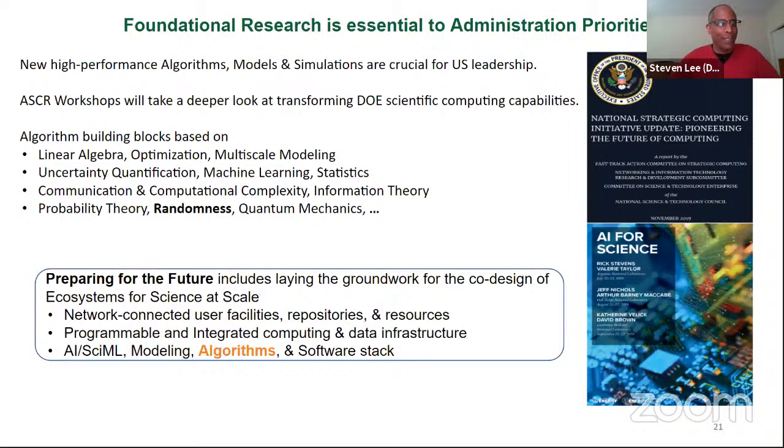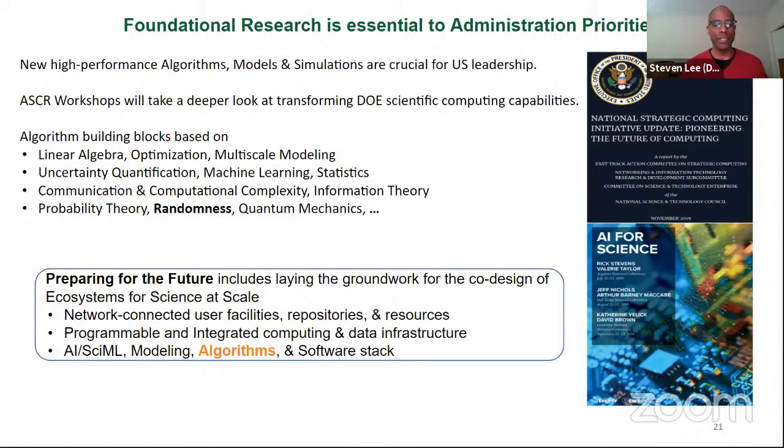But this use of, or looking at, randomized algorithms introduces other things, such as considering communication and computational complexity and questions from information theory, taking a deeper look at probability theory and the use of randomness. Quantum computing and algorithms are inherently randomized algorithms. So just a greater introduction of statistics and probability, the way we think about the building blocks of algorithms, is very important. So this is really about thinking about preparing for the future.